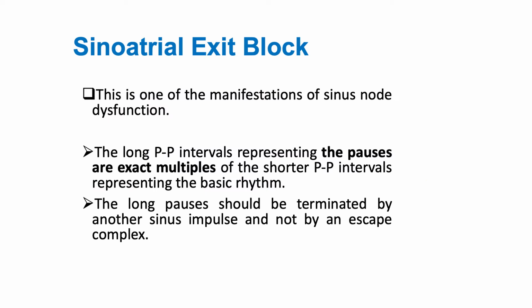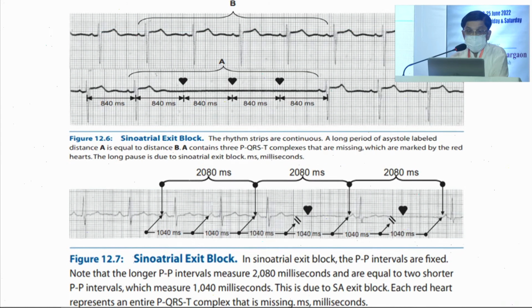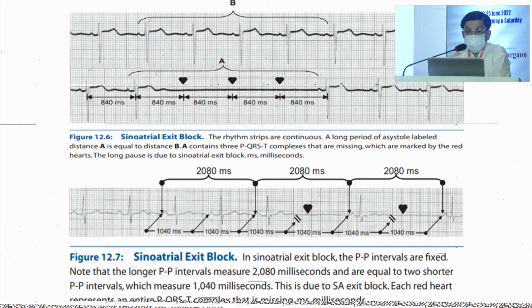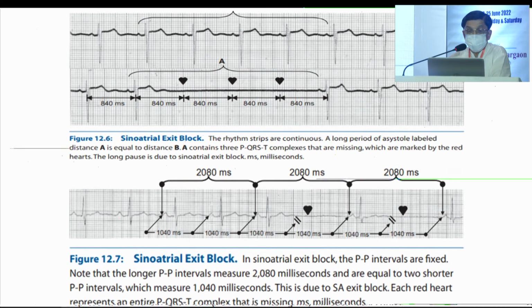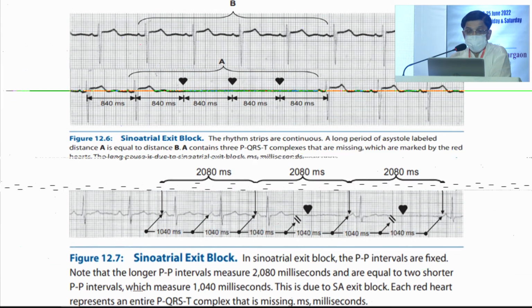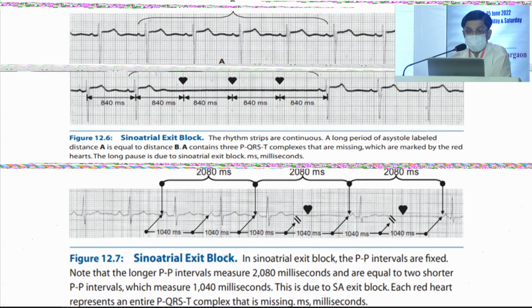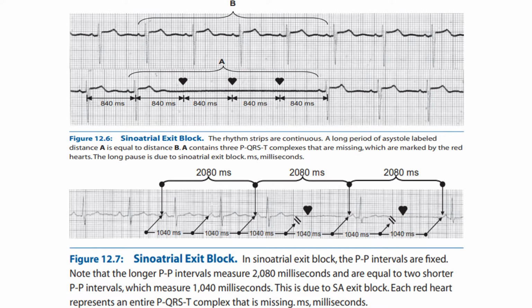This is sinoatrial exit block, one of the manifestations of sinus node dysfunction. The long PP intervals representing the pauses are exact multiples of the shorter PP intervals representing the basic rhythm. The long pauses should be terminated by another sinus impulse and not by an escape complex. You see, this is a multiple of 1, 2, 3, 4, 5 short QRS complexes, and this sinus pause is equal to that 5. This is sinoatrial exit block.